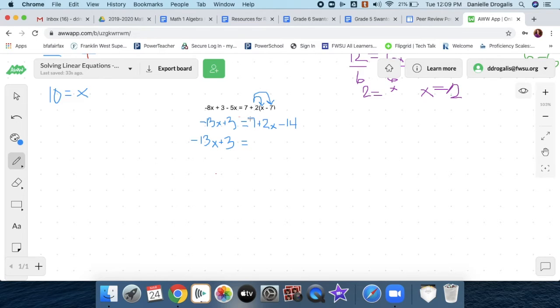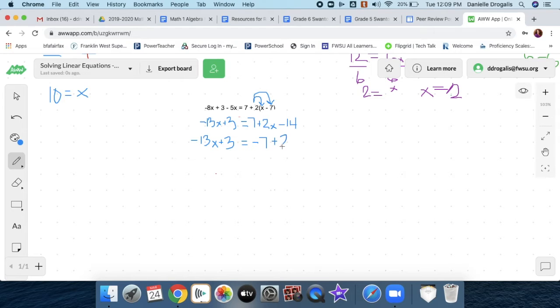I see a constant of 7 and a constant of negative 14. They are like terms. We should combine them. We get to assume that's a positive 7. It's combining with a negative 14. So I could think of it as 7 subtract 14. And so that will lead me to a negative 7.